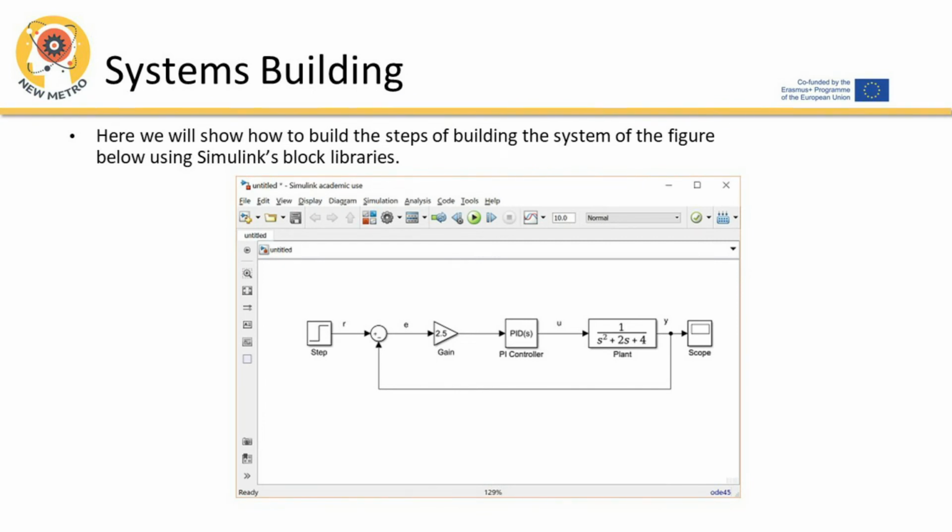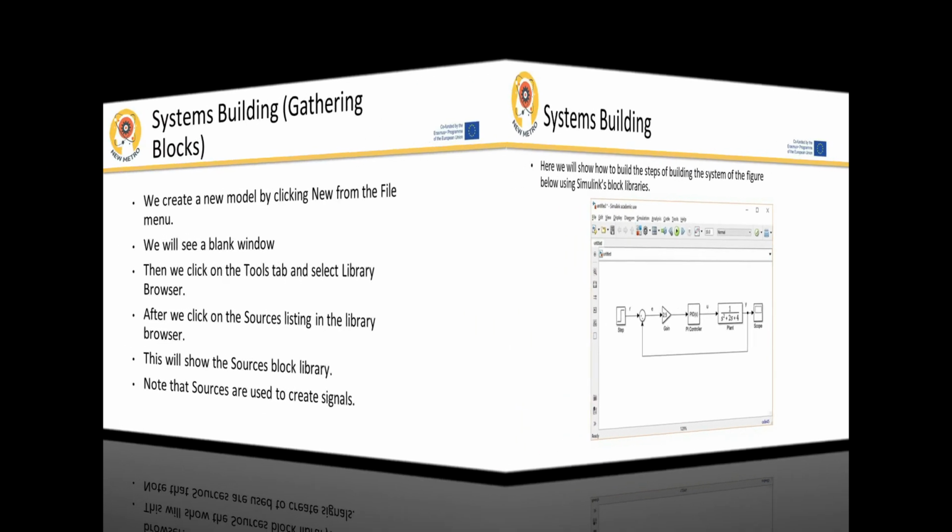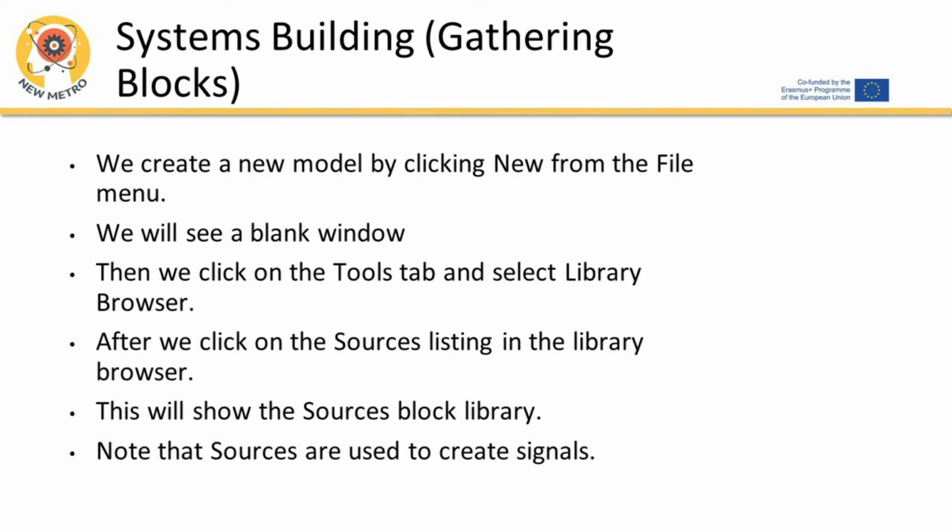Systems building. Here we will show the steps of building the system of the figure below using Simulink's block libraries. Gathering blocks: we create a new model by clicking New from the File menu. We will see a blank window. Then we click on the Tools tab and select Library Browser. After we click on the Sources listing in the Library Browser, this will show the Sources block library. Note that sources are used to create signals.